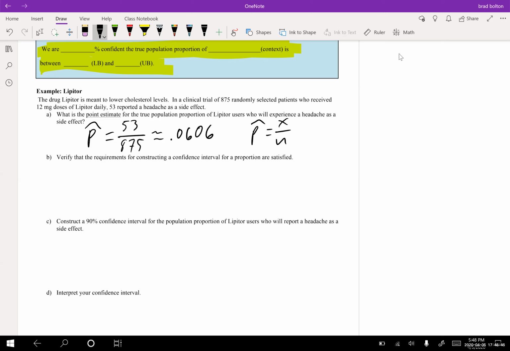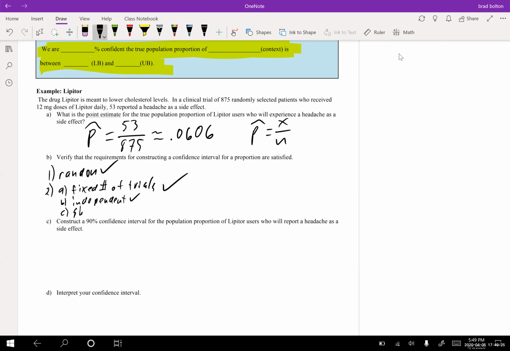Verify the requirements of constructing a confidence interval for a proportion are satisfied. So we know number 1, this is random, yes, check. Number 2, we have to go down the binomial list. Fixed number of trials, check. Are they independent? Yes, independent, check. Success, is it clear what is a success?